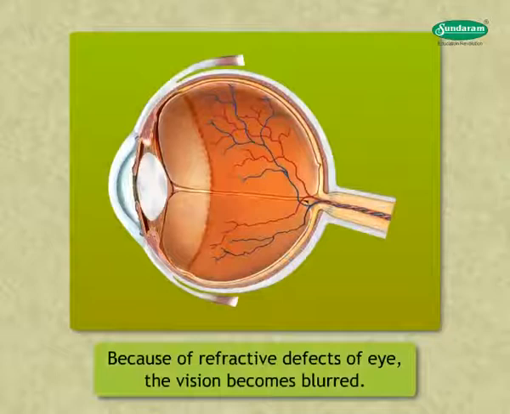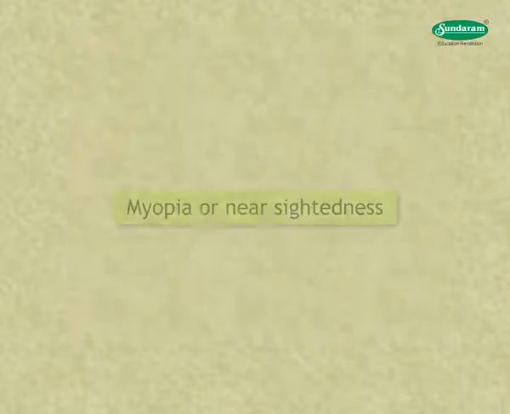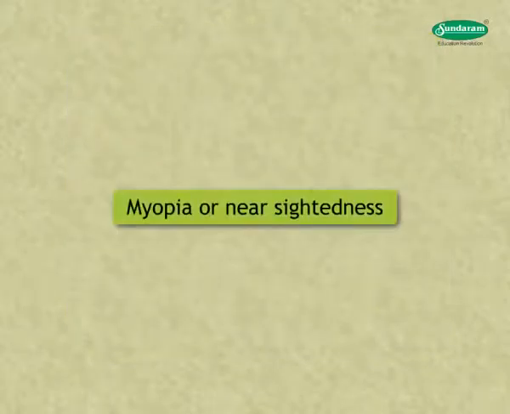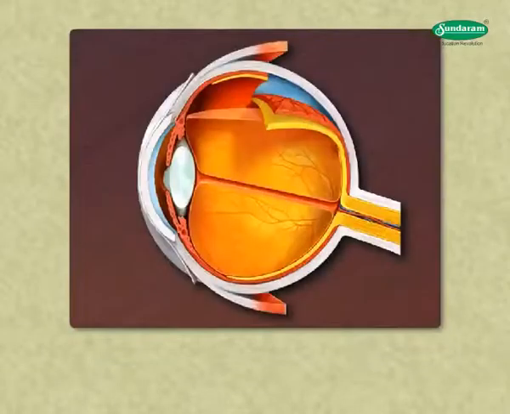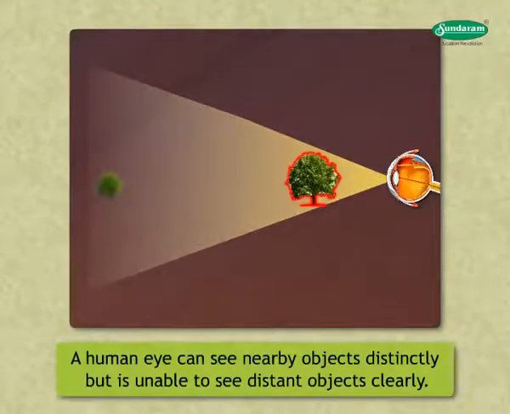Because of refractive defects of eye, the vision becomes blurred. There are three common refractive defects of vision. Let us study about them. Myopia or nearsightedness. It is the defect in which a human eye can see nearby objects distinctly but is unable to see distant objects clearly.